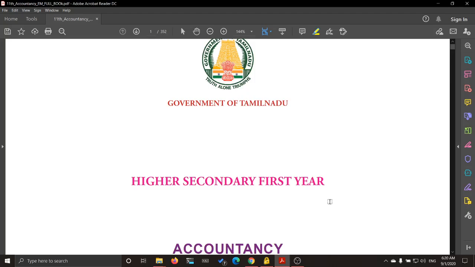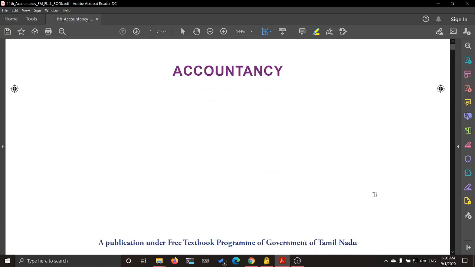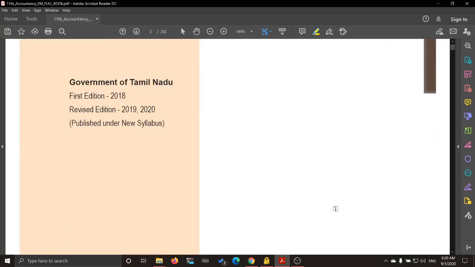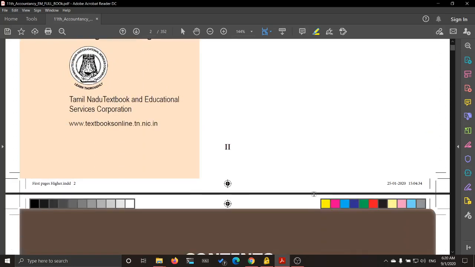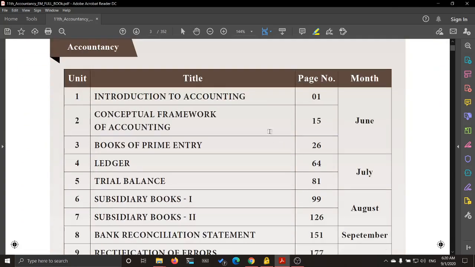So before we go into the lesson, we'll just see how your accountancy book looks. This is the first page, and here they tell you in detail about the various concepts that are printed here. In the content page, they have given you the page number as well as the month by which the particular topic units must be completed.